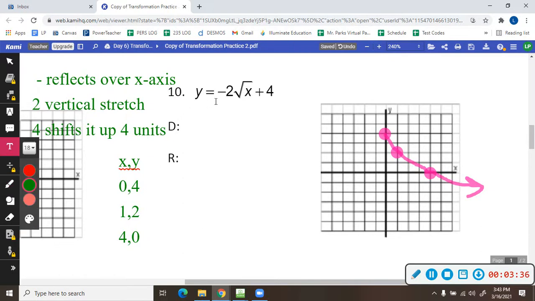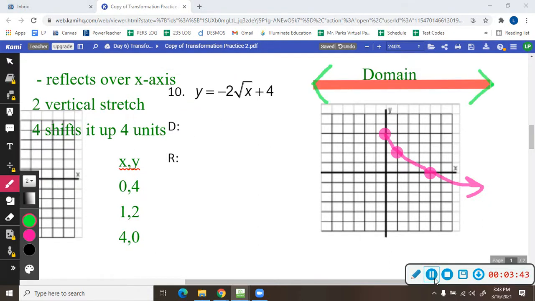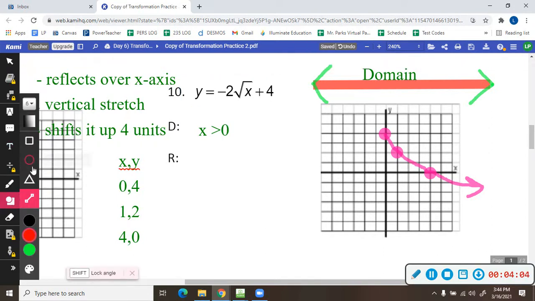So now we can answer the questions. What is the domain? So domain means left and right. So when I talk about domain, I talk about left to right. So the farthest this could go is 0, and it goes forever. So my domain, I am going to put x is bigger than 0, and I'm going to put the equal sign underneath that. I need to just put a little line there for greater than or equal to. So greater than or equal to 0, that's the domain.